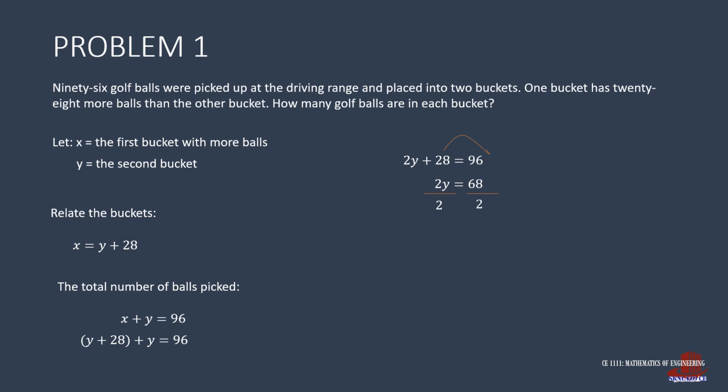Solve for Y by dividing the equation by 2 and get Y as 34. This is the number of balls in the second bucket. X is solved as Y plus 28, which is then 34 plus 28, which is equal to 62.